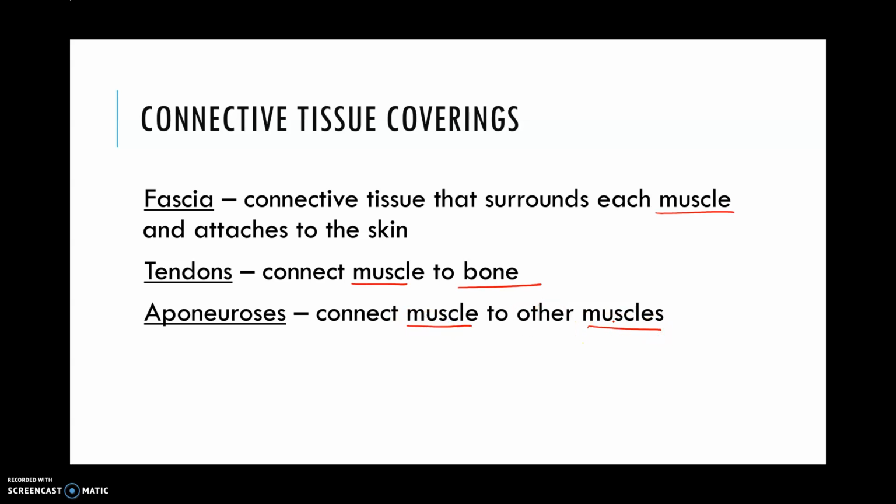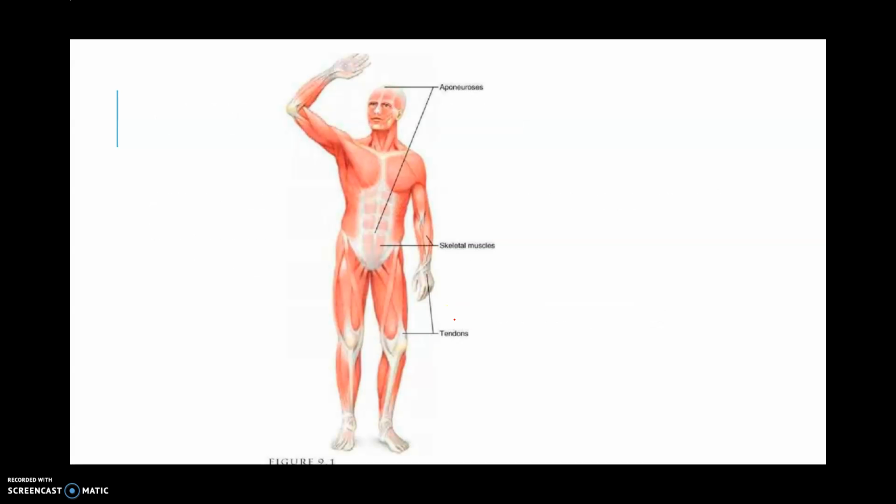So different things that we're going to see here. Fascia connects muscle kind of to our skin. Our tendons connect muscle to bone. And then our aponeuroses connect our muscles to muscles. So let's take a look at these. So we can see our skeletal muscles connecting to our bone with our tendons here. And then all this white in between here, that's our connective tissue. These are that connection between muscles and muscles here.